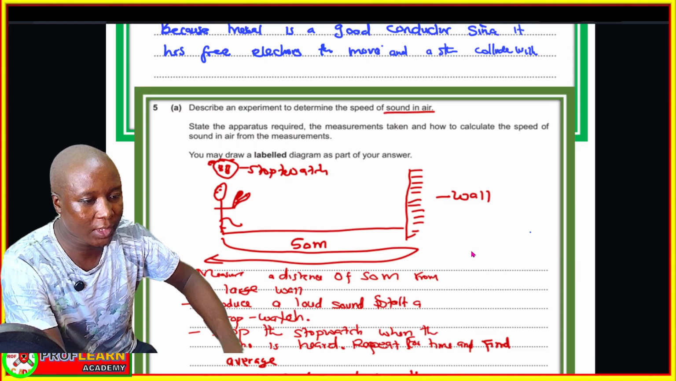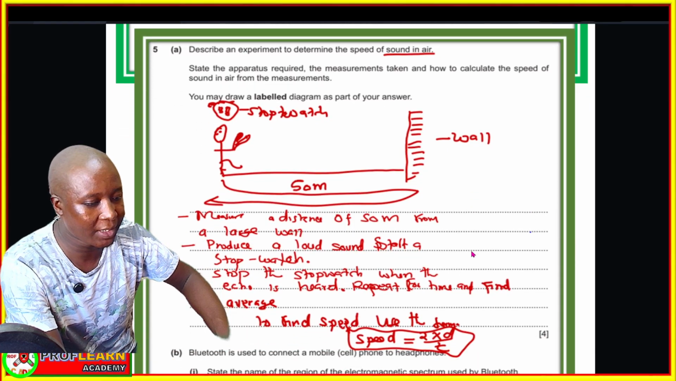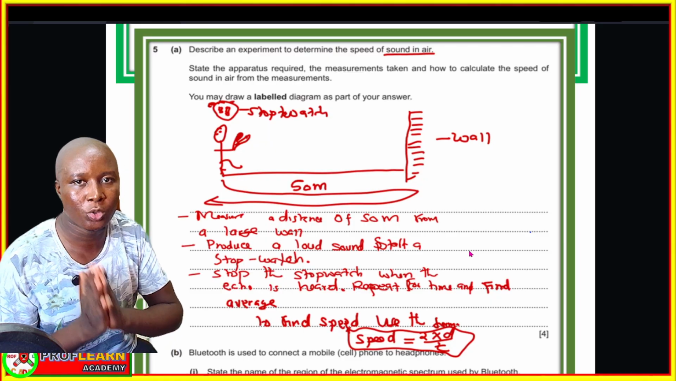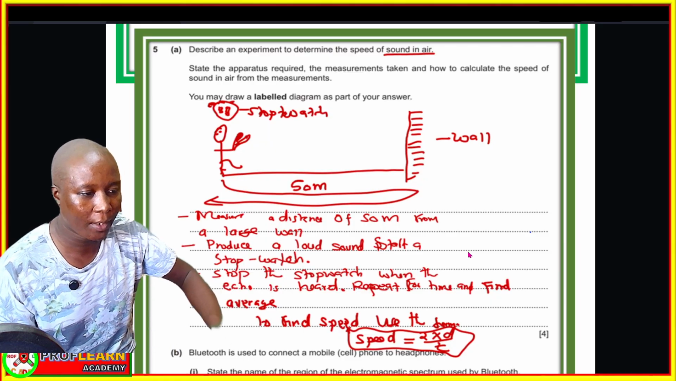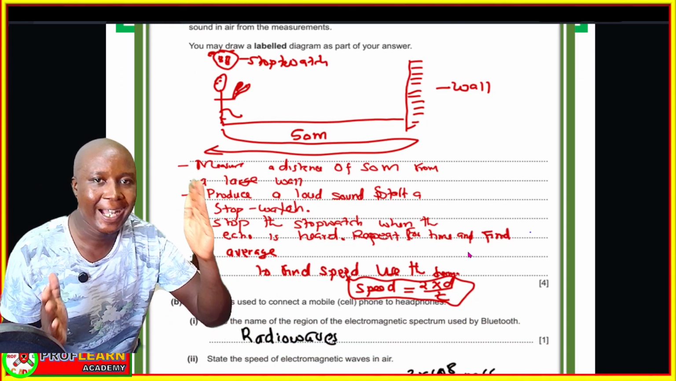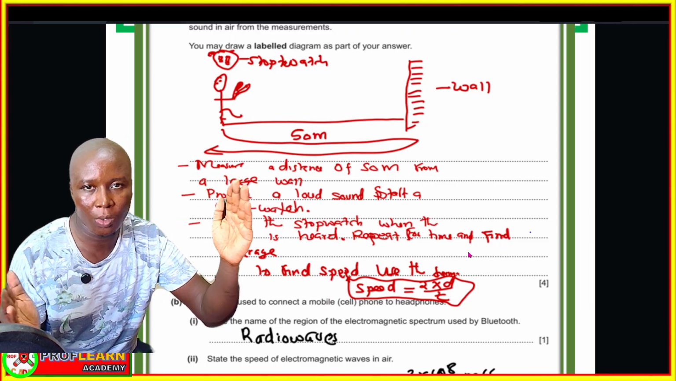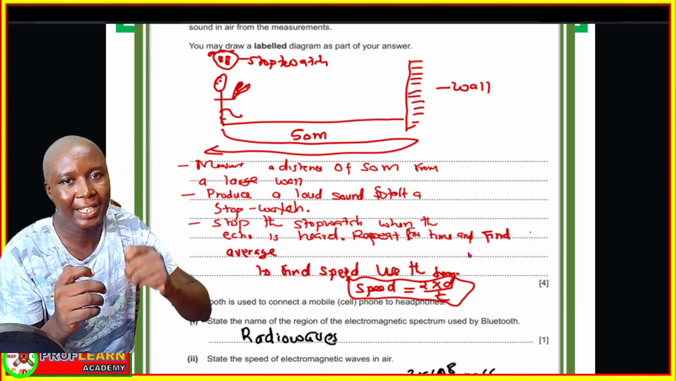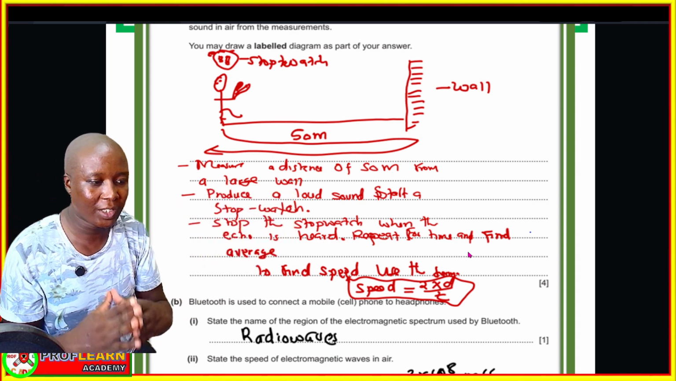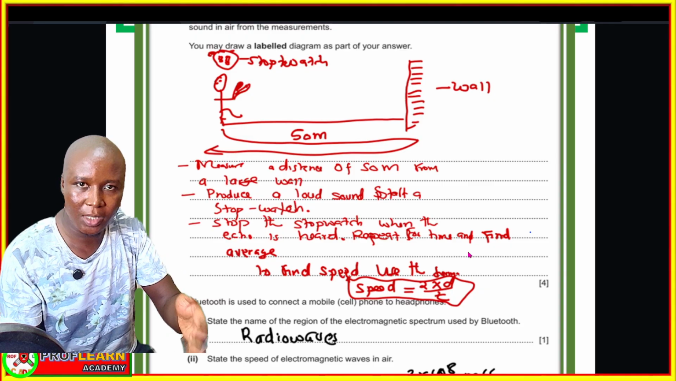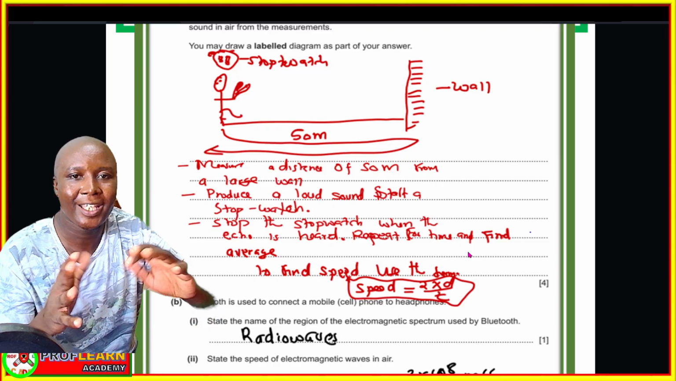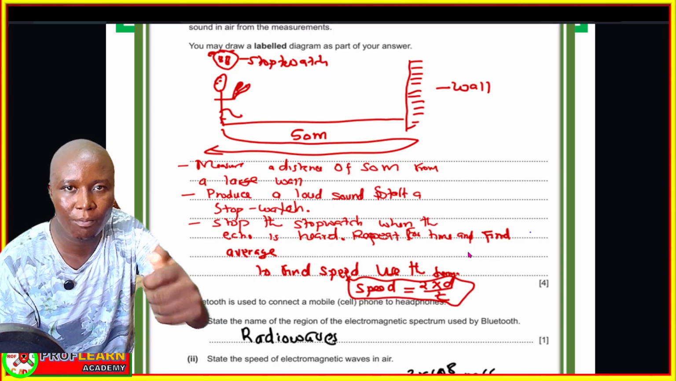Question number 5 was testing about describing an experiment to determine the speed of sound in air. Here, a candidate was supposed to highlight a few things. Number 1, the candidate was supposed to state, let a person stand 100 meters from a wall, a large wall, produce sound, and time how long sound takes to hit the wall and hear the echo. Once you have said that, then you need to mention, repeat the experiment to find accurate time. You must also mention the instrument you use to measure time, that is a stopwatch.